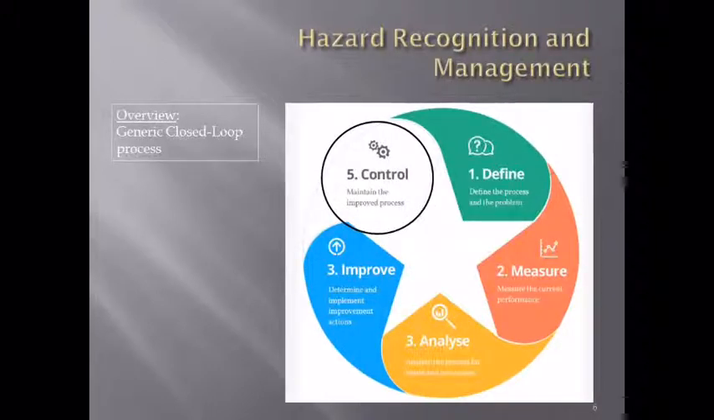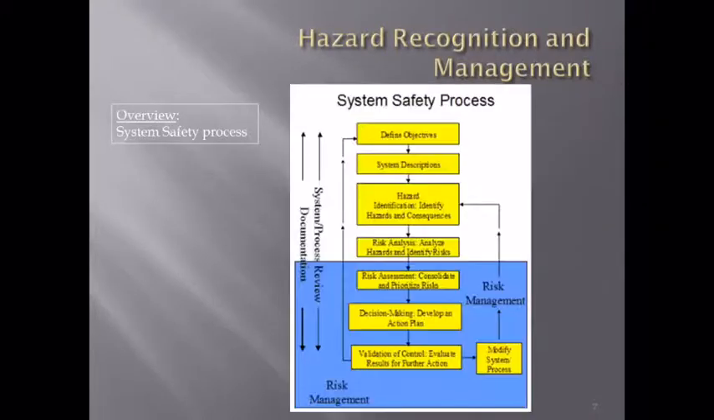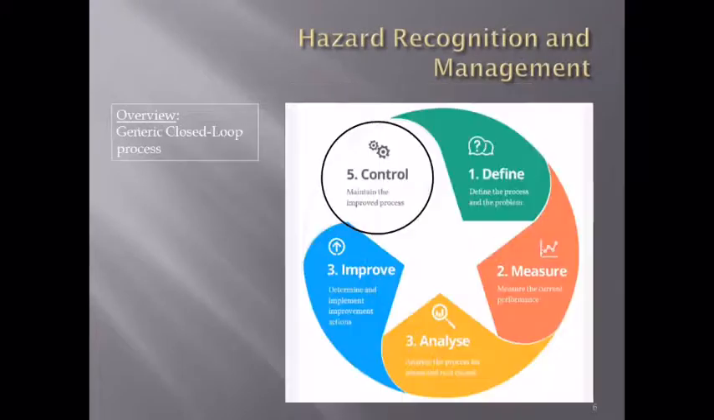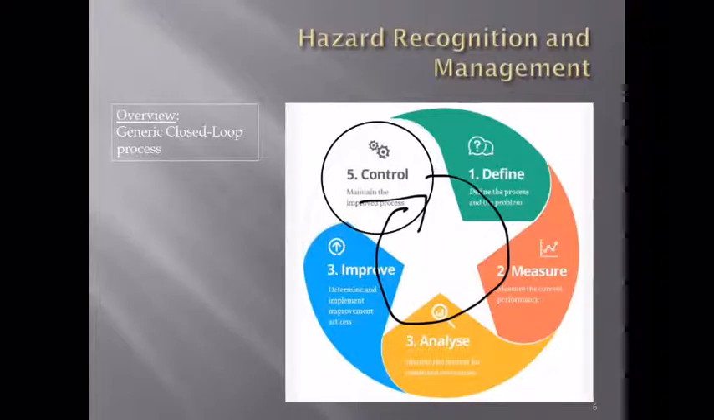And then step 6, this is actually supposed to be step 6, control. Control is to maintain the improved process, and that leads back to step 1, where the process continues by defining and measuring the system or the process, including the improvement actions that were implemented in step 4. So it continues in a circle, continuously evaluating and continuously improving the system as it goes. That's how a generic closed-loop process works.